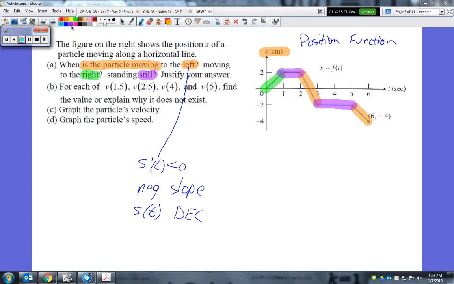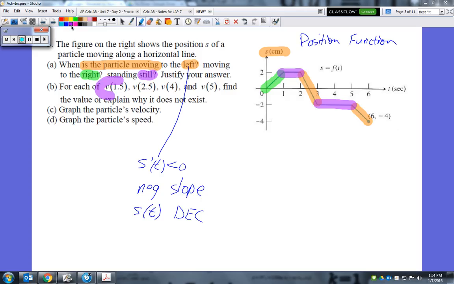At 0.5, is it moving? Yes, it's moving forward, right? Okay. And at 1, exactly at 1, does it have a velocity? No, because it's a cusp. Exactly at 2, no. Exactly at 3, no. Exactly at 5, no, because they're cusps. It's not moving. It doesn't even have a velocity of 0. The velocities of 0 occur at the horizontal lines. You with me? Okay. So now let's go through them.